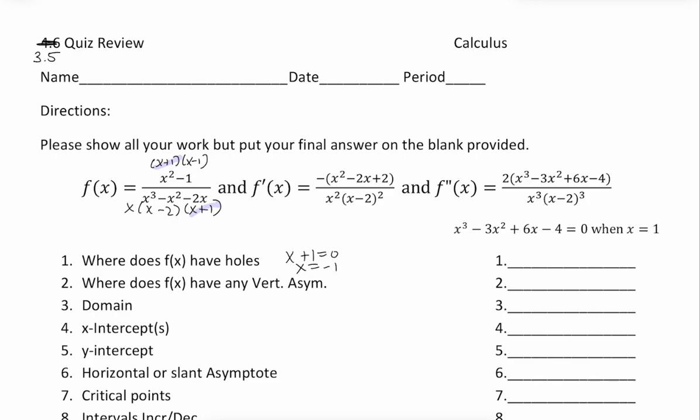Where does it have a vertical asymptote? Well, that would be where our remaining factors are equal to 0. So at 0 and at 2.